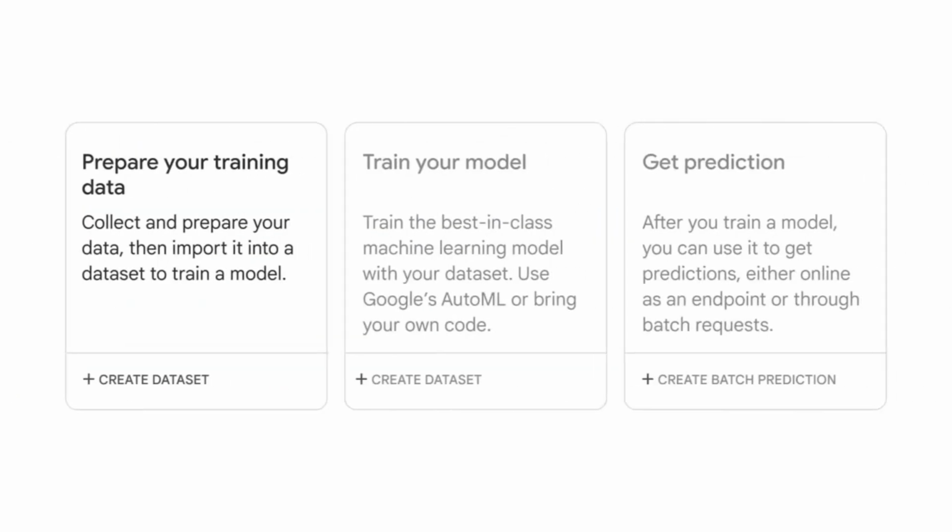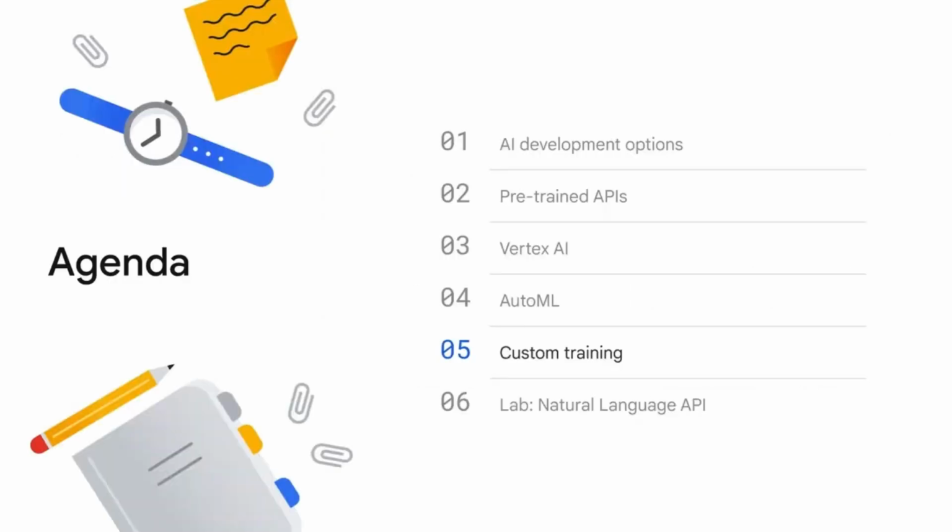Perhaps the best feature of AutoML is that it provides a no-code solution. You can point and click through a UI to build an ML model with your own data. You'll walk through the details from preparing training data to train your model and finally get predictions in the next module. Now let's look at custom training, a do-it-yourself solution to build an ML project.